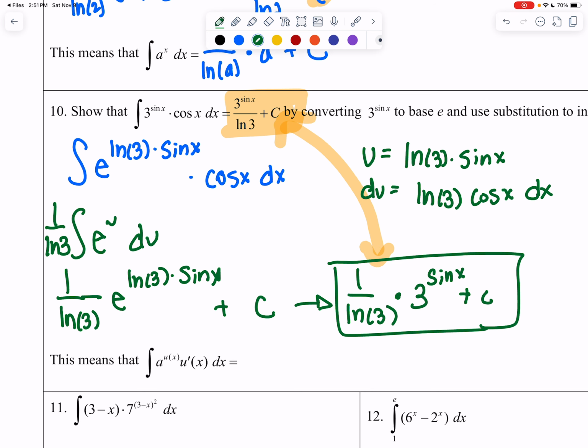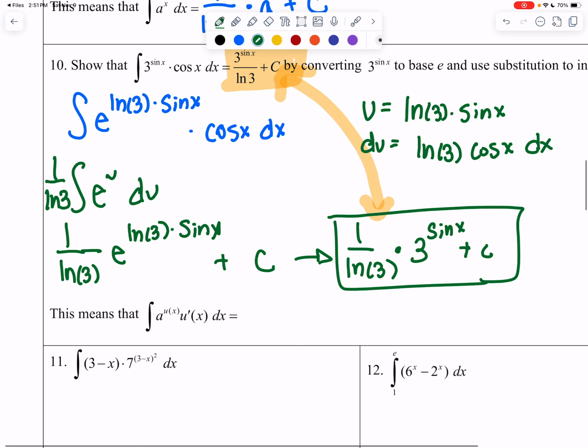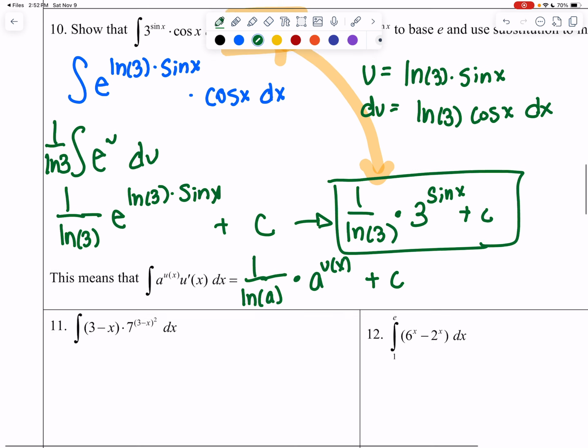So this means that if I have a to the u of x times u prime of x, where u prime of x is going to be my derivative, I'm going to have 1 over ln of a times a to the u of x, given that u of x is our function. All right, so let's look at 11 and 12.